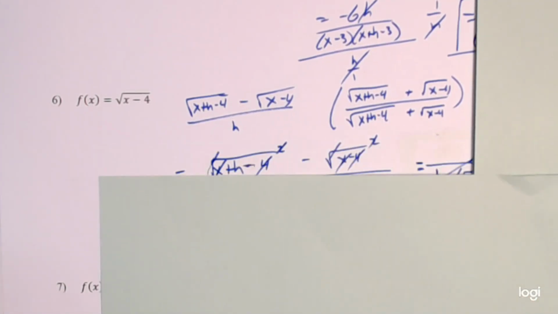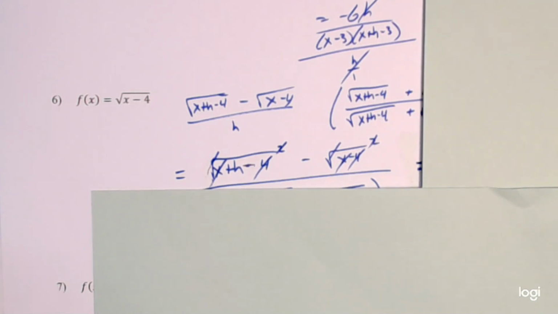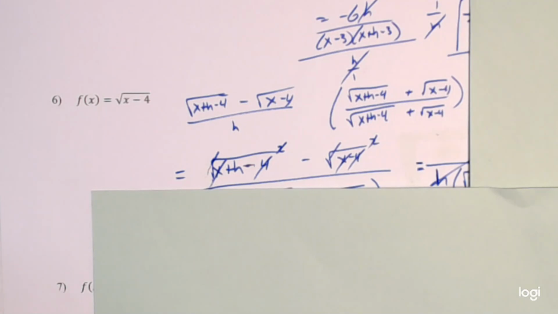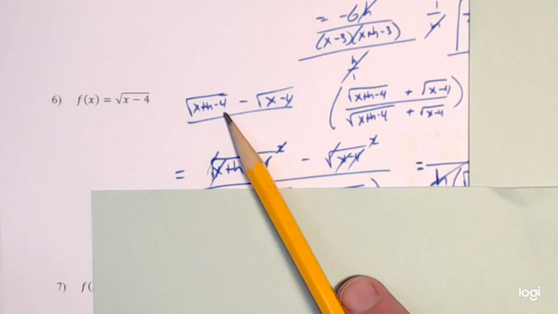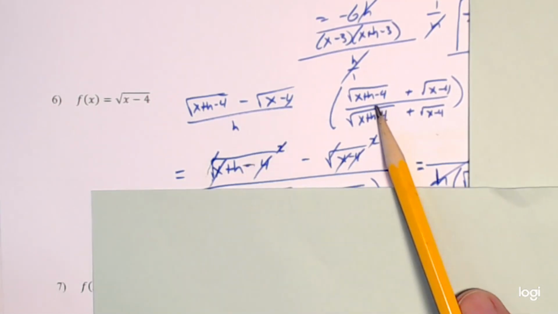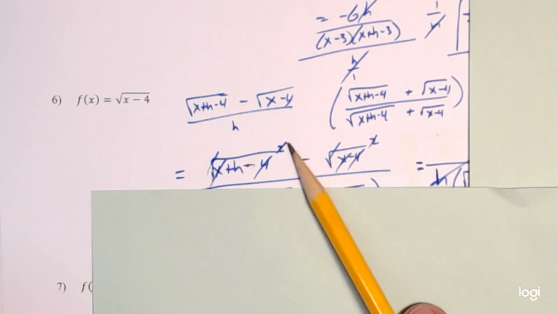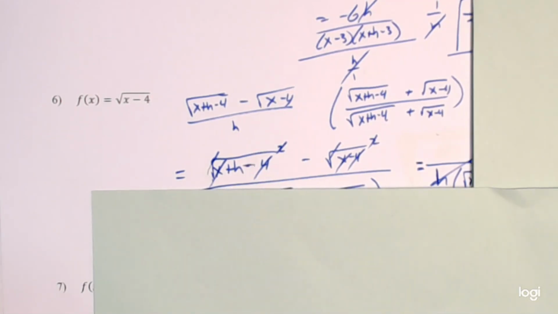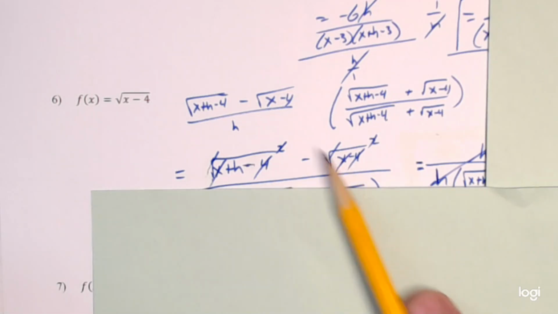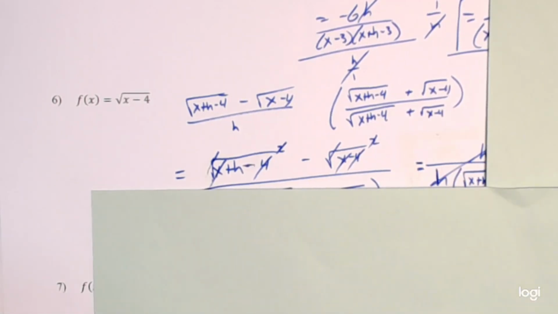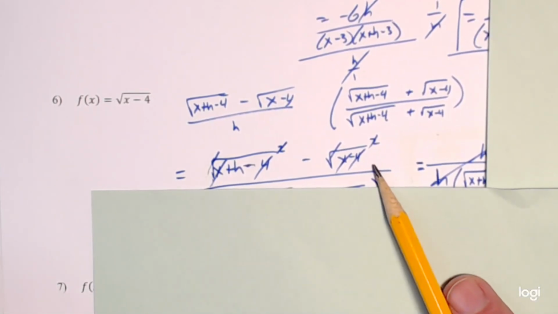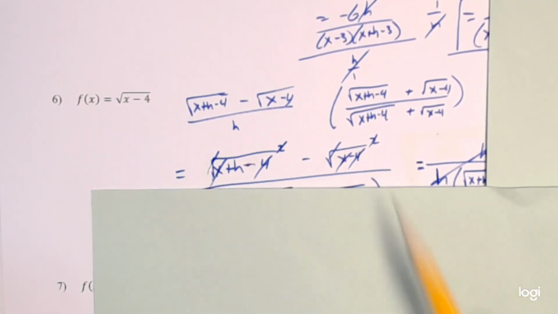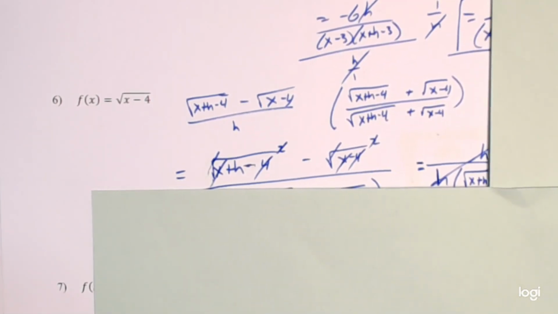On top, that's going to FOIL out. Notice I only did my first and my last terms. I know from FOIL, outside insides are going to cancel. So I got the square root of x plus h minus 4 times another square root of x plus h minus 4. That's squared. Helps me out. Squares and square roots cancel. Same thing with last. Square root of x minus 4 times square root of x minus 4. I got square root of x minus 4 squared. Squares and square roots cancel out.